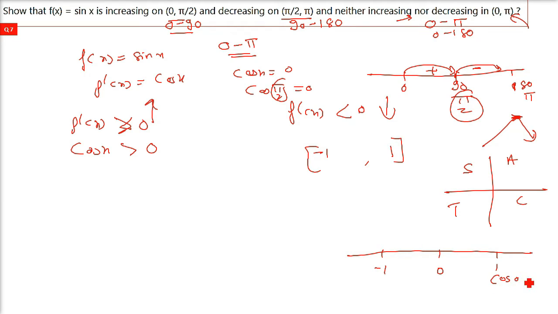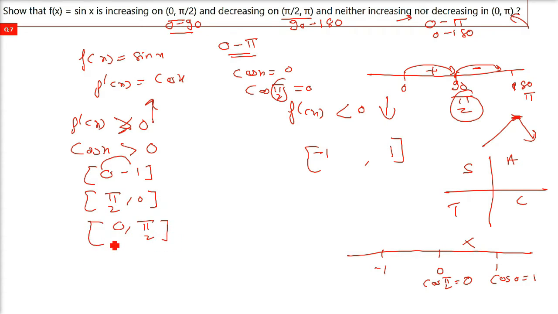So what are the theta values for which 1 and 0 will come? Because cos 0 is 1 and cos pi by 2 is 0. Again, this is not a number line, just to explain that 1, 0, -1 is the range. At what value of the angle is this going to come? So 0 to 1 will come only when we are talking about pi by 2 to 0. Cos pi by 2 is 0, so the angle will be pi by 2. In order to get 1, you will have to have an angle of 0. So cos x is greater than 0 in 0 to pi by 2.